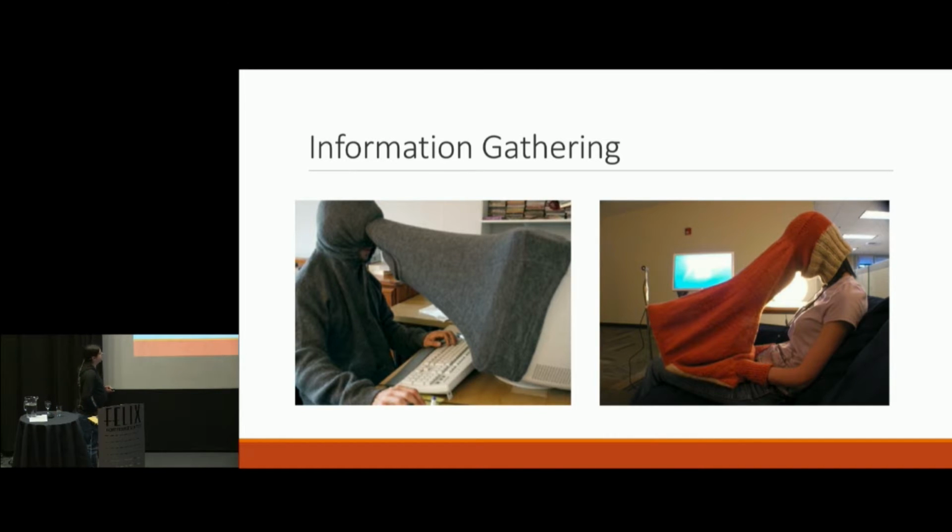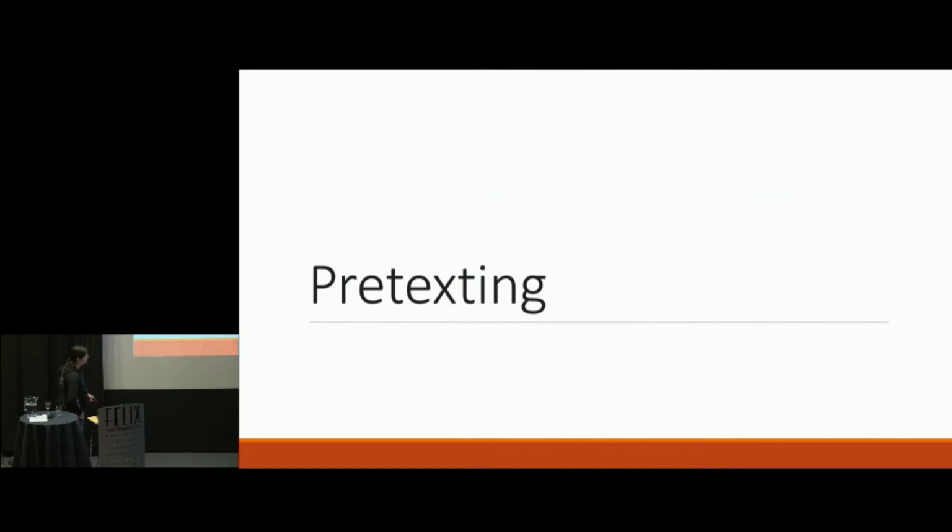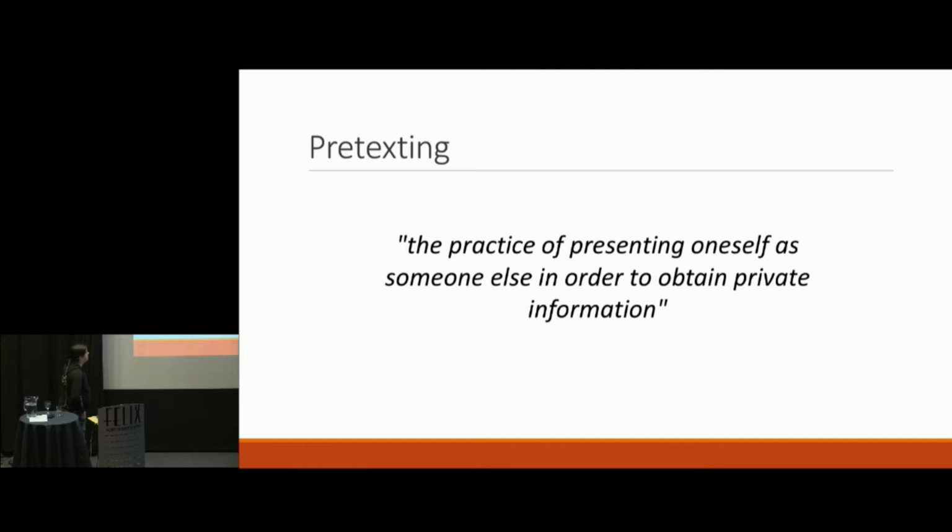Okay, so that's information gathering. That's all about trying to find information out about the people or the companies that you're trying to target, because that information then leads into the next phase, which is pretexting. And pretexting is the practice of presenting oneself as someone else in order to obtain private information.